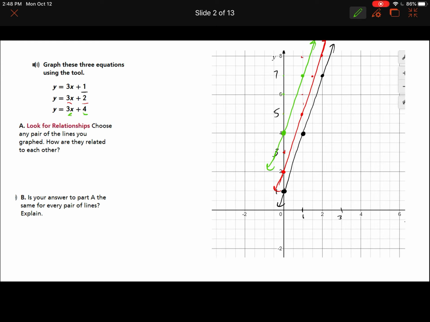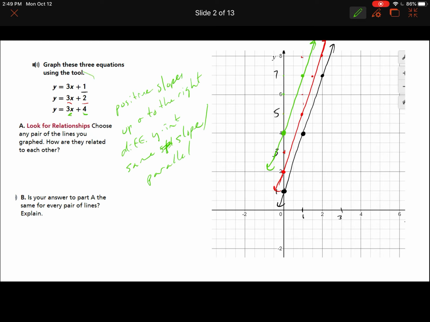All right, so choose any pair. How are they related to each other? So we could say that they're all positive slopes. They're all going up and to the right. They have different y-intercepts. Most importantly, they have the same slope. Same slope, which means they're parallel.